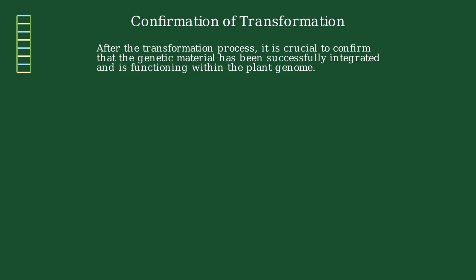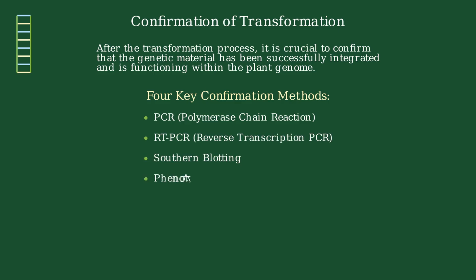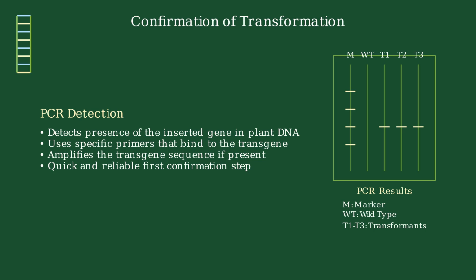After the plant transformation process, confirming successful gene integration is a critical step. Scientists use 4 key methods to verify that the genetic transformation was successful. PCR, or polymerase chain reaction, detects the presence of the inserted gene in the plant DNA. This technique uses specific primers that bind to and amplify the transgene sequence if it's present, providing a quick and reliable first confirmation.